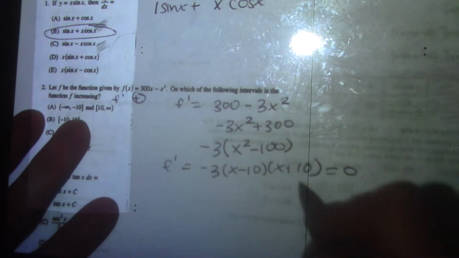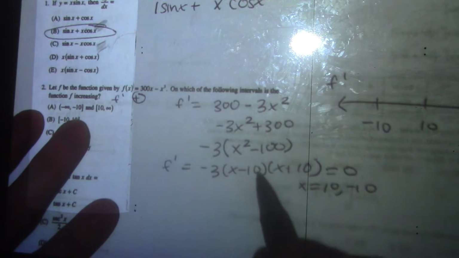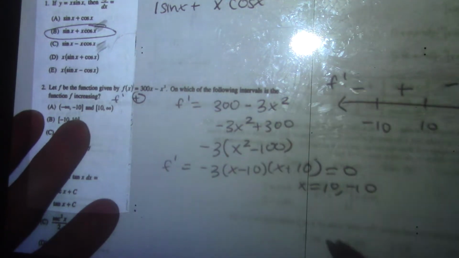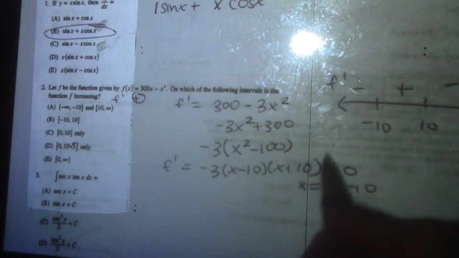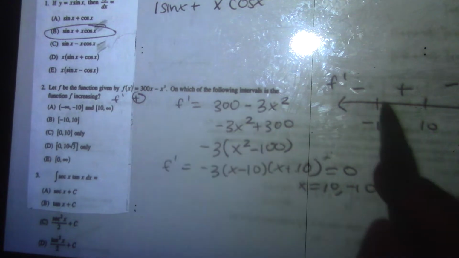I want to know where f prime is equal to 0, so it's equal to 0 at 10 and negative 10. I'm going to make my little number line of f prime, negative 10 and 10. If I were to plug in 0, this would be positive, and it's negative on either side. It's flipping signs. If this was squared, it wouldn't flip signs over that factor. So it's increasing where it's positive, negative 10 to 10. B.